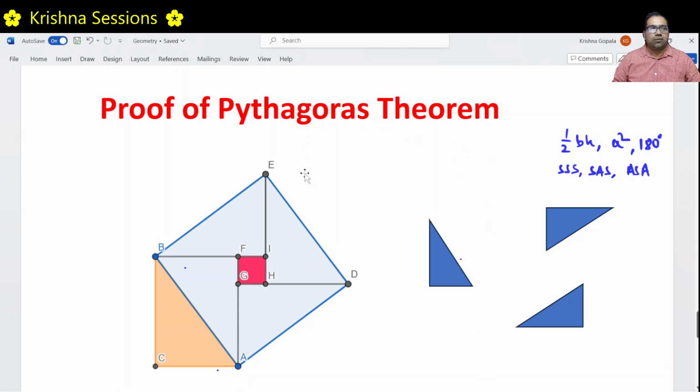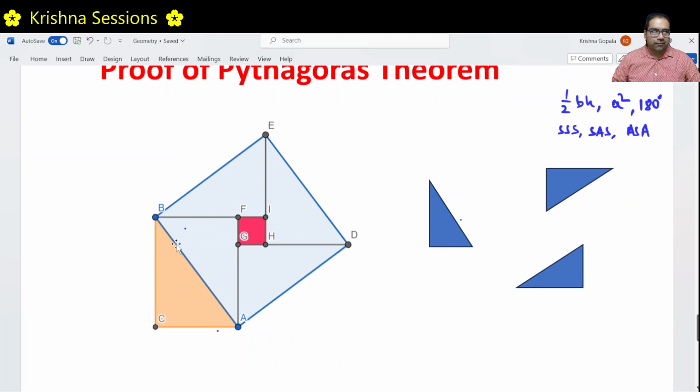Pythagoras theorem, we all know what it is? The square of the hypotenuse is equal to the sum of squares of the sides. For example, if this is C and this is B and this is A, what does this say? C square is equal to A square plus B square. This is what we have to prove, right?